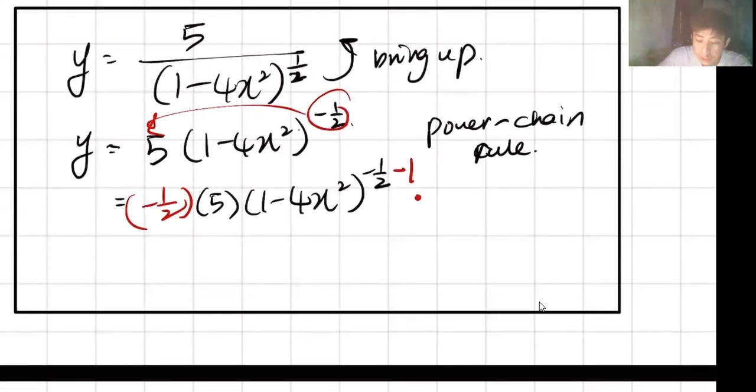Then you got to multiply with something. Power chain rule, you got to do 3 things. One thing, 2 things, and the third thing is here: you need to times the differentiation of the inside. So look at the inside now. Don't care about the 5, don't care about the negative half. Just look at the one inside the bracket. What happens when you differentiate inside the bracket? 1, when you differentiate 1, you get 0.